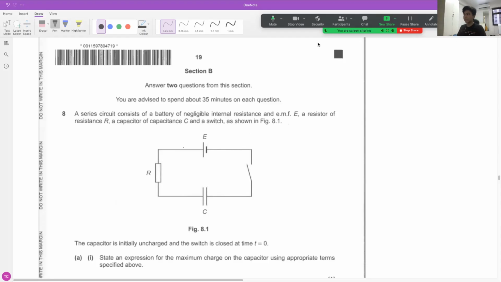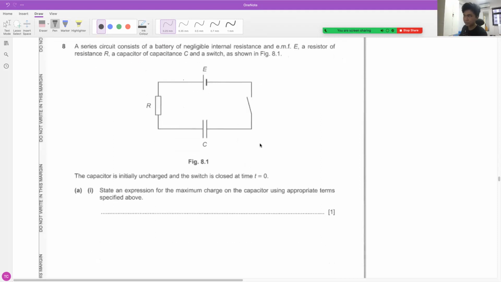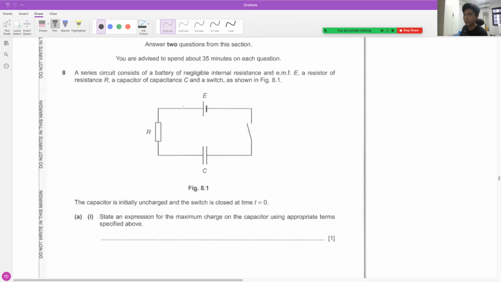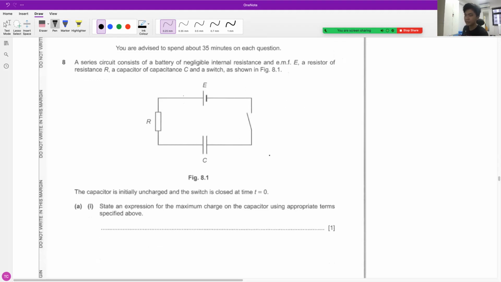Okay, so we're back with question 8, right? So this is from section B. Actually, you need to answer 2 questions, but we'll just be going through all 3. So you're given this circuit, charging up the capacitor, and initially the capacitor is uncharged. After that, the switch is closed at time t equals 0. So first question, what is the maximum charge that the capacitor can hold in terms of these terms above?